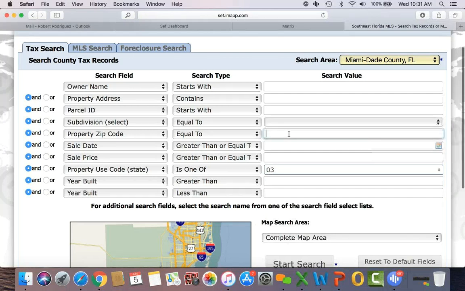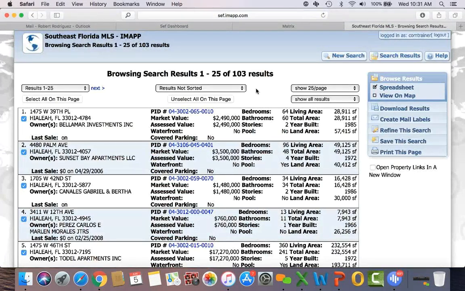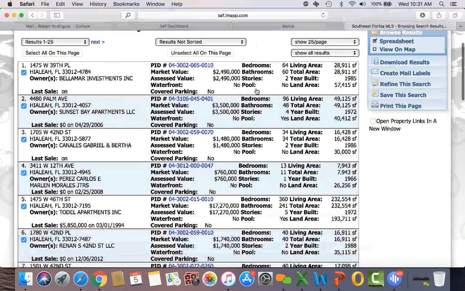And let's go with zip code 33012, which is a zip code in Hialeah, and we click on Start Search. And there are 103 buildings with more than 10 units in this zip code. And of course, you can always create labels and download your results for your prospecting.